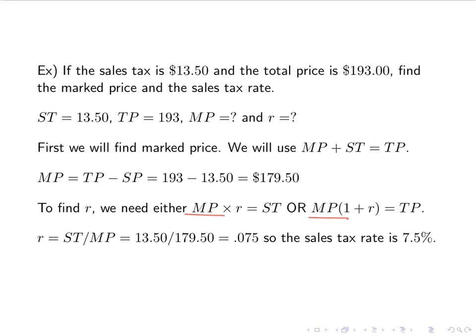in order to find R. I have a lot of people who will just take the 13.5, the sales tax, divide by the total price, and call that the rate. But that's not how you find the rate, right? The rate is the sales tax divided by the marked price. So you always need to find the marked price if you're looking for R.